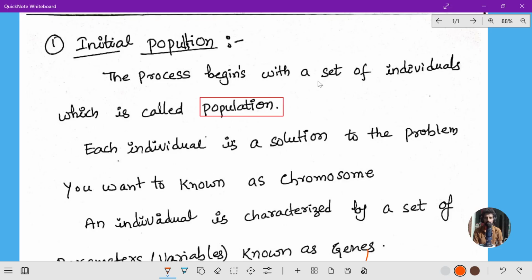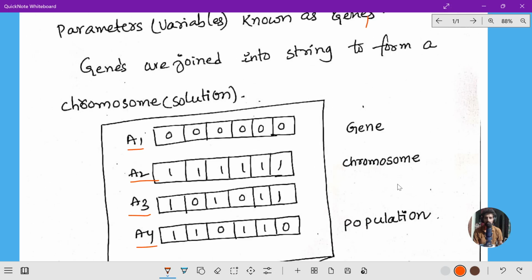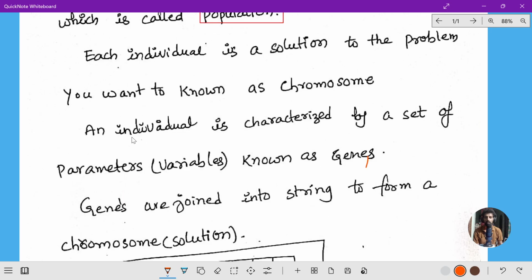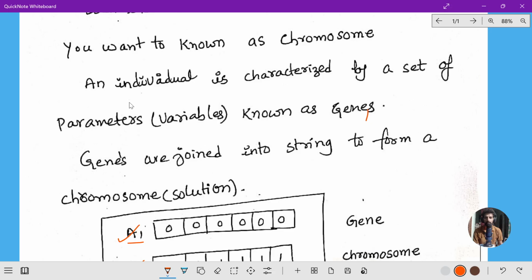The process begins with a set of individuals which is called a population. Each individual is a solution to the problem you want to solve, known as a chromosome. So what is the meaning of chromosome? A chromosome is an individual part of the population. This is an individual, this is also an individual. Next, an individual is characterized by a set of parameters known as genes.